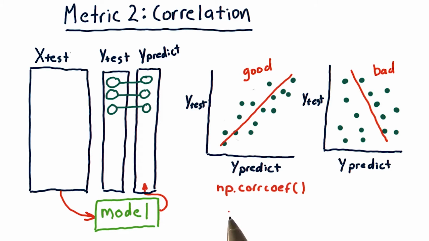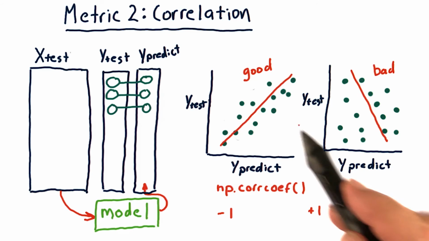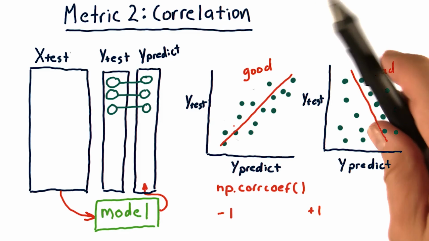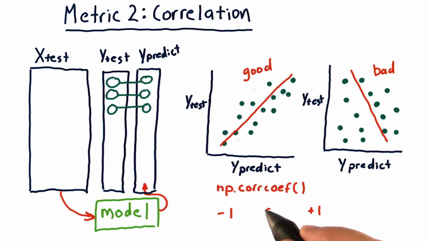You can use the NumPy function corrcoef to measure the correlation between ytest and yPredict. You'll get an answer somewhere between -1 and +1, where +1 means they're strongly correlated, -1 means they're inversely correlated, and 0 means there's essentially no correlation at all between them.